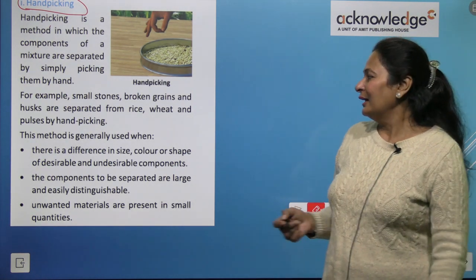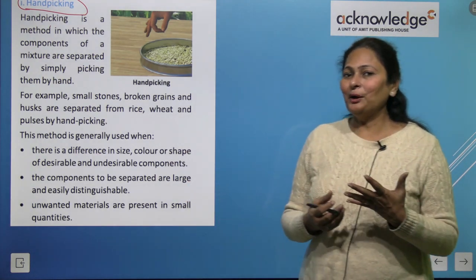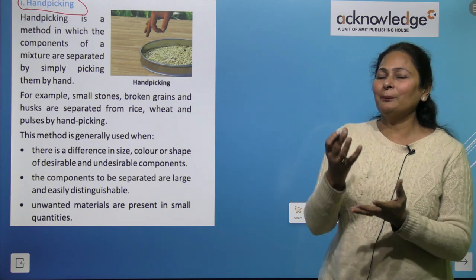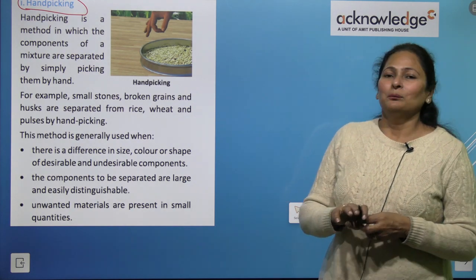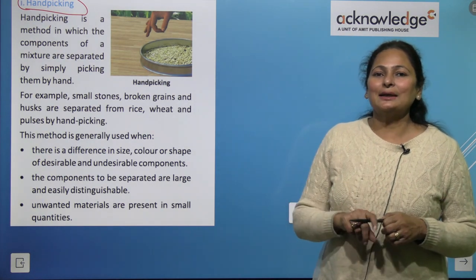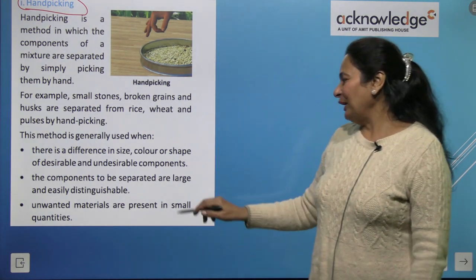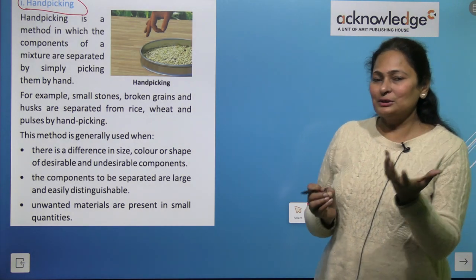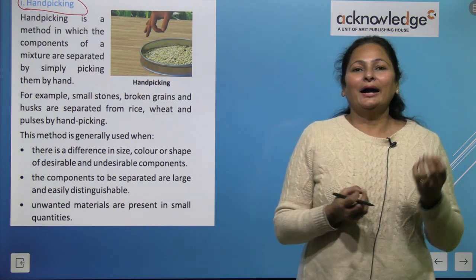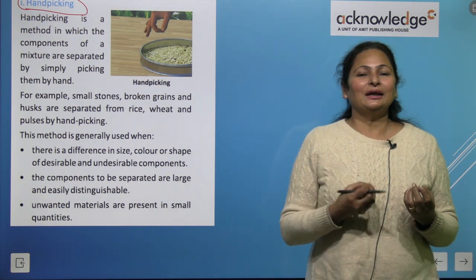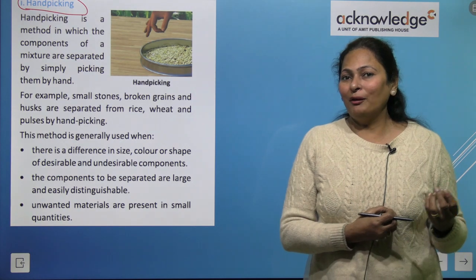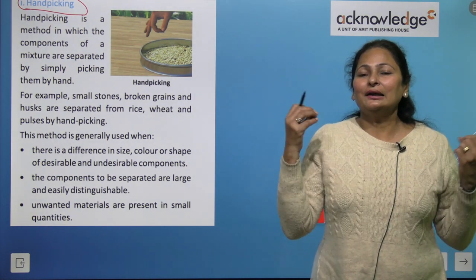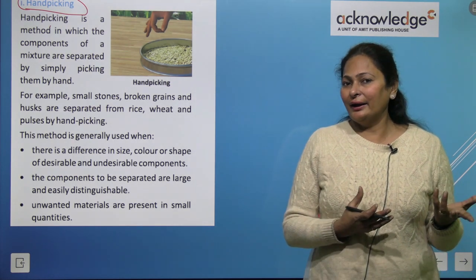But the impurities must be in a small quantity. It should not be in a large quantity, because the whole day will go in separating it. So the mixed material must be in a small quantity, right? And the color and the shape of the impurities must be altogether different so that we can easily identify it, right?